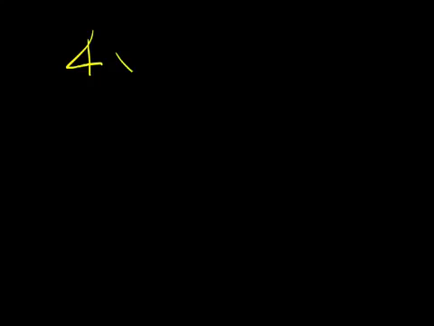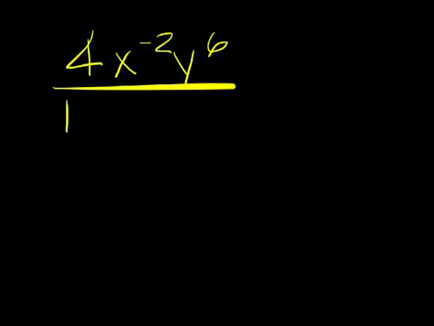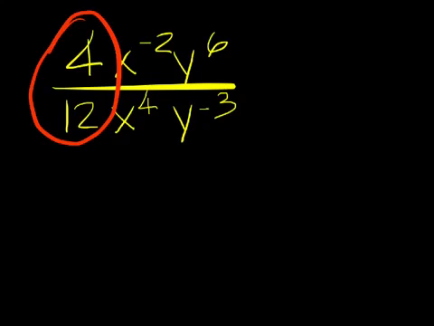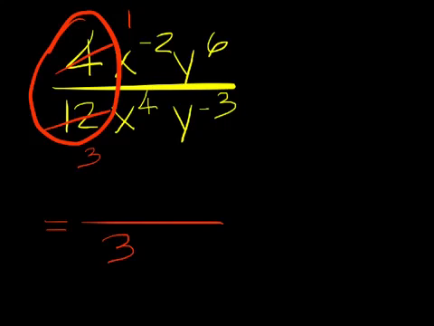Here's an example problem. This one is 4 x to the negative 2, y to the sixth, over 12 x to the fourth, y to the negative third. First, find everything that you can simplify with the fraction, 4 over 12. 4 into itself once, into 12 3 times. So at the least, you have a 3 on the bottom.